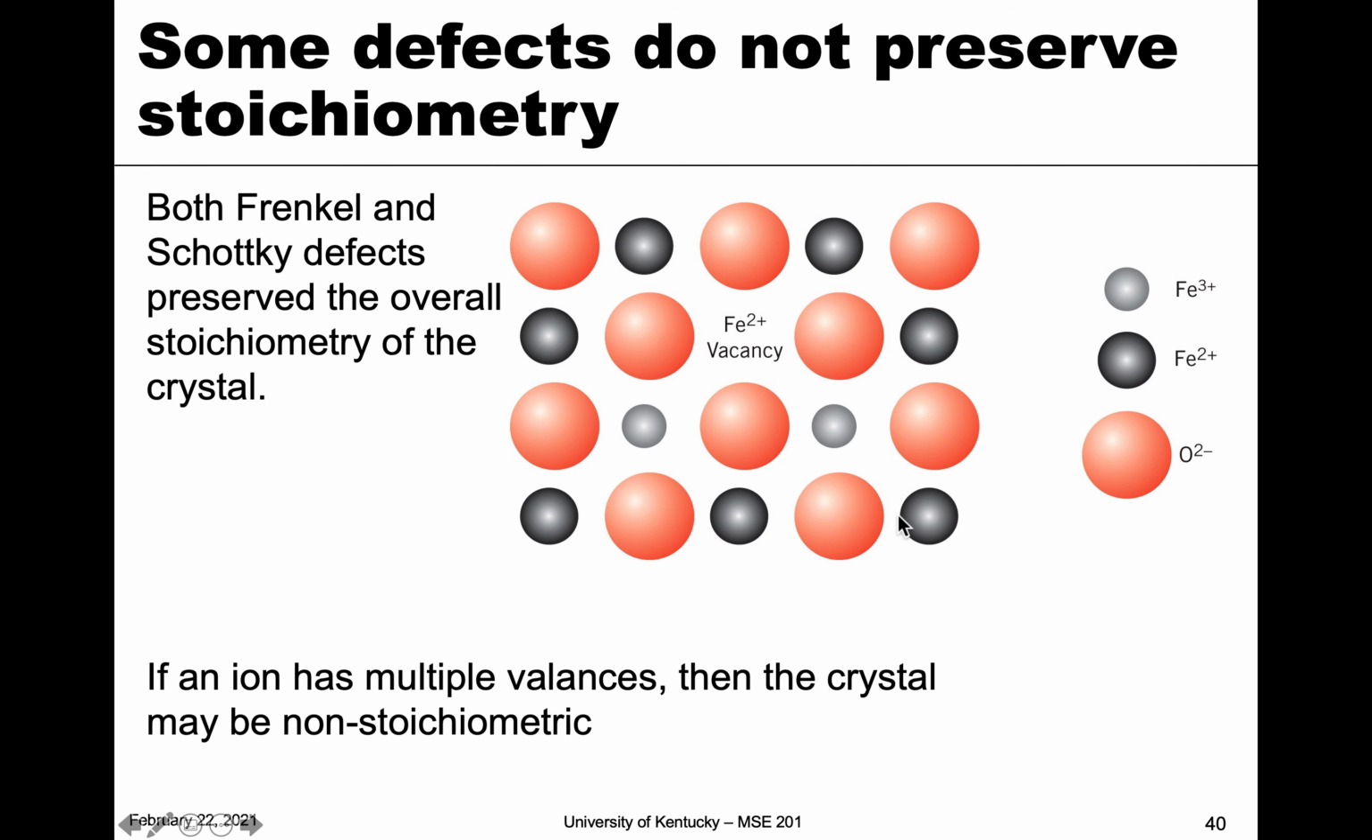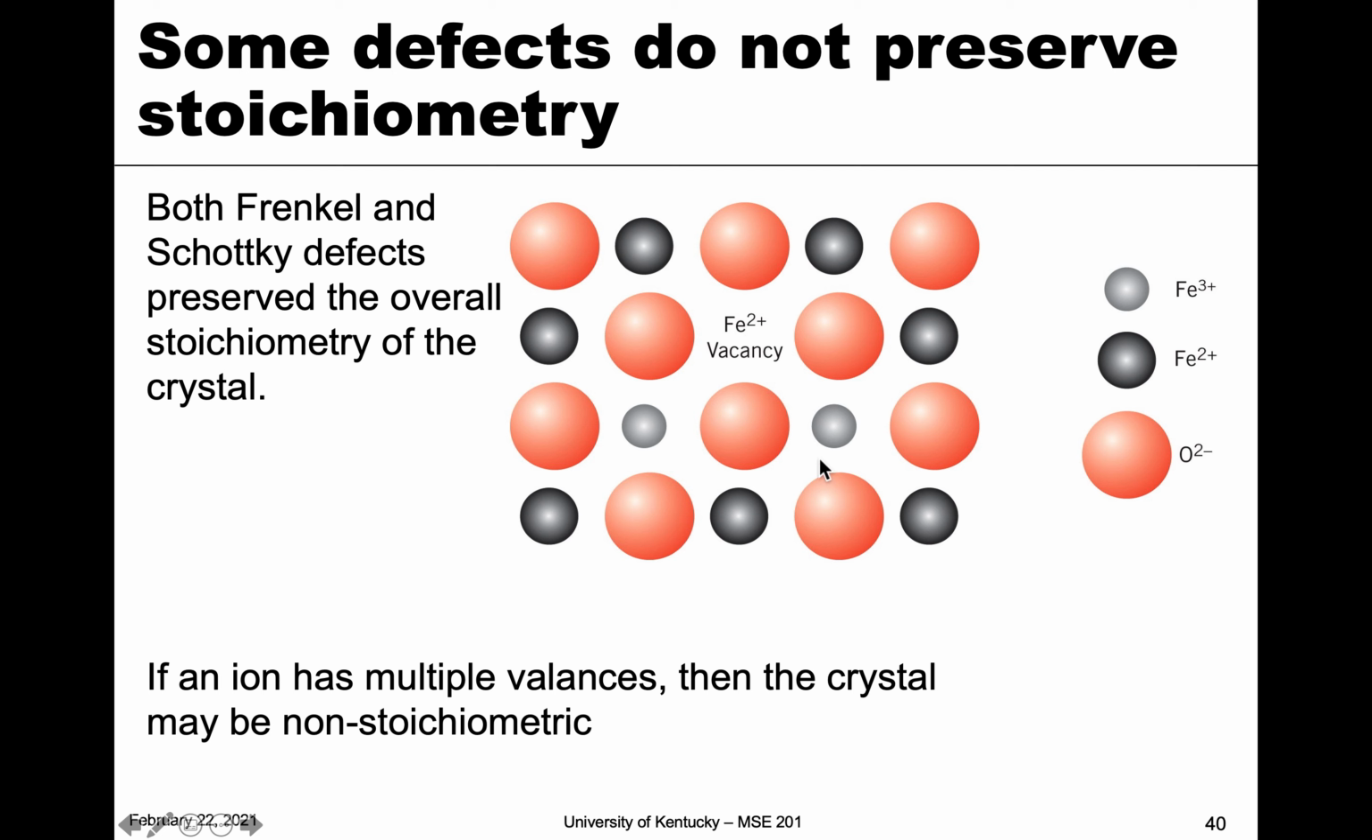So if we're looking at something like iron oxide, which I've showed here, if we had a Frenkel or a Schottky defect, that would preserve the FeO ratio that we would see with this type of crystal. However, an example of a non-stoichiometric defect would be one where we have a Fe2+ vacancy. So that's the black iron 2+ that we see. So there's a vacancy here.